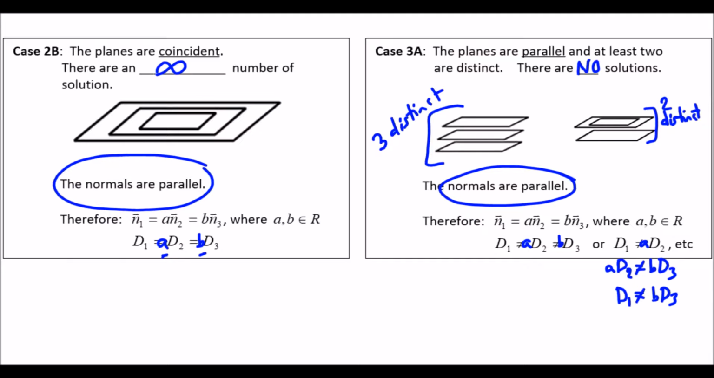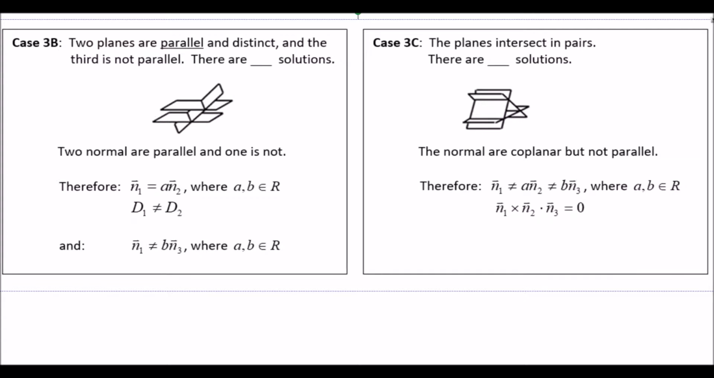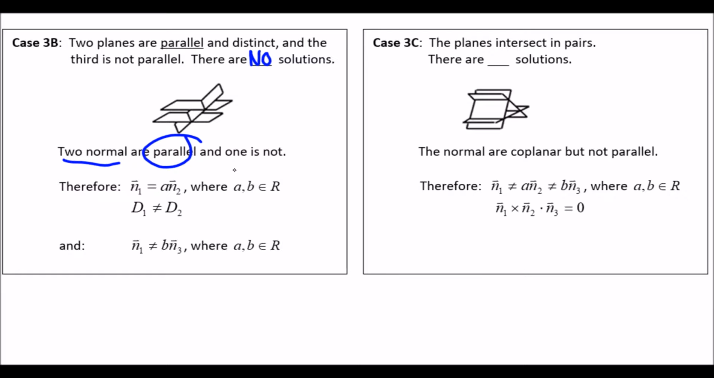All right, next one, here we go. The 2 planes are parallel and distinct, and the third is not parallel. So here, there are no solutions because there is no common point or line where the 3 planes meet. The 2 normals are parallel, and 1 is not. So here, n1 is equal to a n2, but d1 is not equal to a d2. And then here the normals are not parallel. So one of the pair is, one of the pair is not.